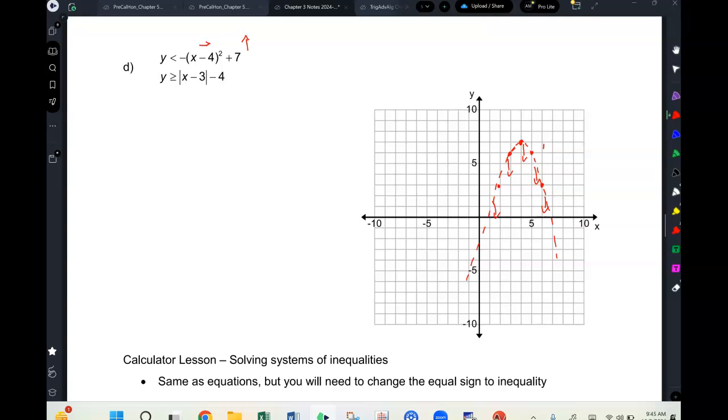Now for the next one, it's an absolute value. So I go over 3, down 4, up 1, over 1, solid. I'm going to shade above, correct? So the region that is going to overlap is this one here.